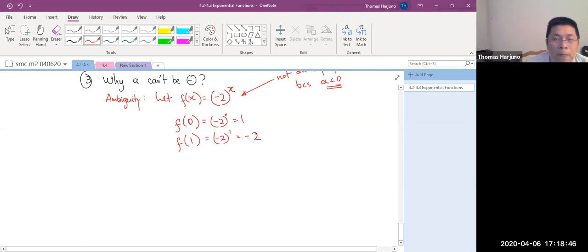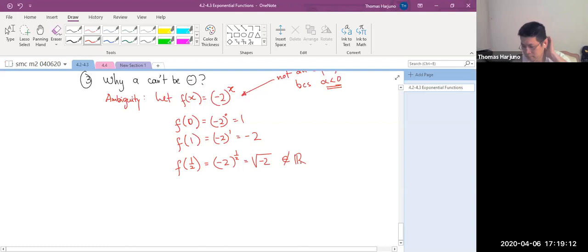Is it right? Okay. But we have an issue with fractions. What is f(1/2), for example? That's negative 2 to the power of 1/2, right? Which is the square root of negative 2, which is not a real number. Are you with me? Okay, fine.